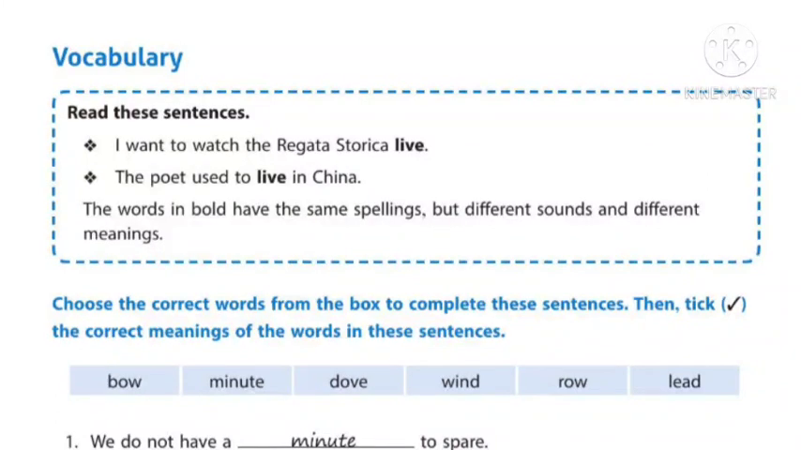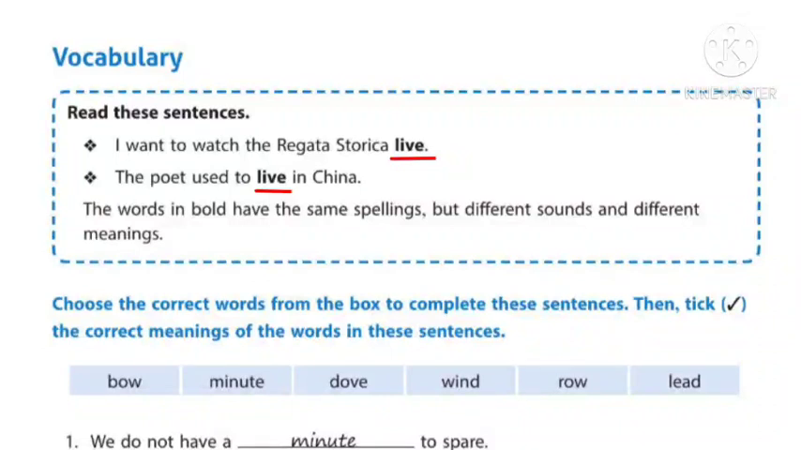Let's read the sentences given in our text. The first two sentences: I want to watch the Regatta Storica live. The poet used to live in China. So children, you might have noticed that there are two sentences. In these two sentences, there is the same word which has the same spelling. Which is that word, children?